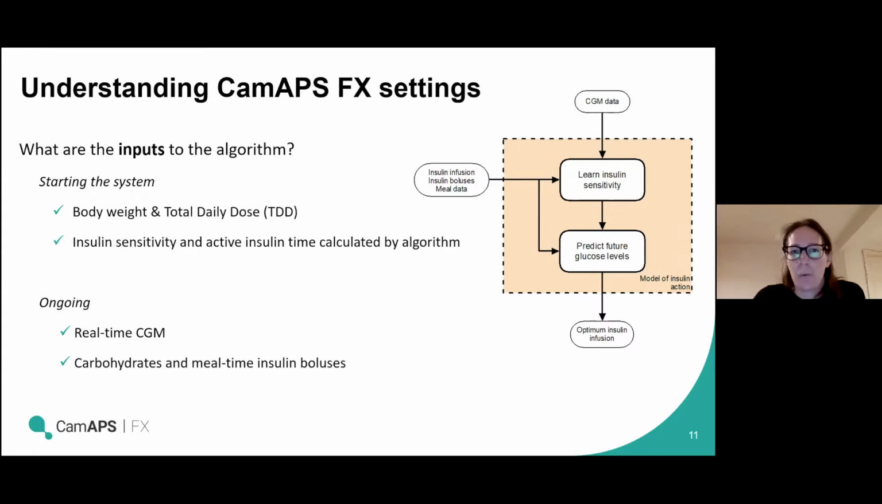It's important to know what's required when you're setting up the CamAPS FX system. The inputs required for the algorithm, when you start, just require the body weight and the total daily insulin dose. Then the algorithm calculates the insulin sensitivity and active insulin time, and it's constantly learning and adjusting these. So the longer somebody uses the system, the better it gets at adjusting to individual personal needs, and that's the adaptability side to it.